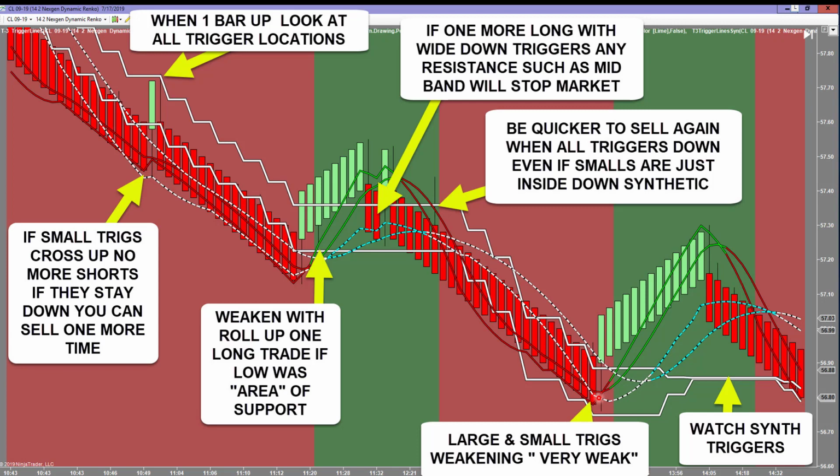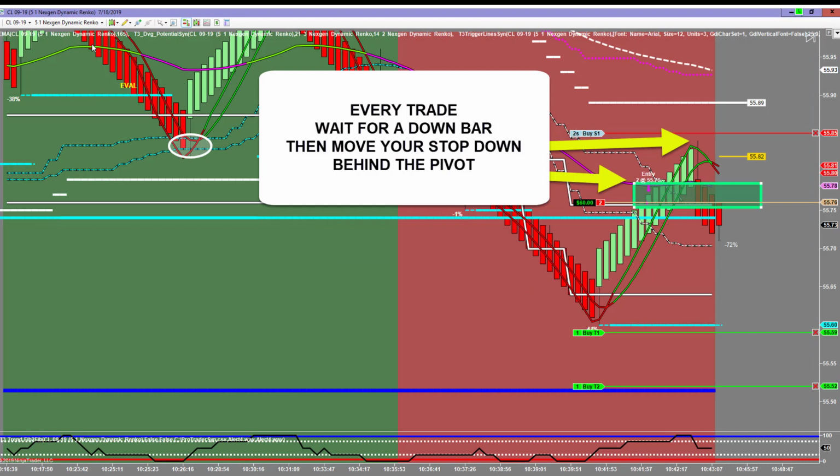Again, once the triggers weaken, we're going to watch out, and ultimately paying attention to whether or not the synthetic triggers get crossed up or down is going to be really key for us, because we're probably going to do a trade here and it's probably going to fail right here on the small charts, and we have to recognize where this synthetic trigger is. It's very, very important in what we do with management. So let's take a look.